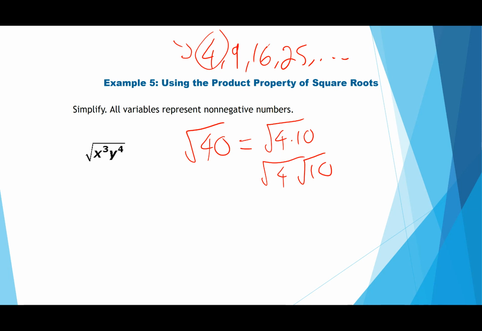And we can simplify each individual piece. The square root of 4 simplifies to 2. Square root of 10 doesn't simplify anymore, so the square root of 10 is just left. That's the same, but simplified version of the square root of 40.